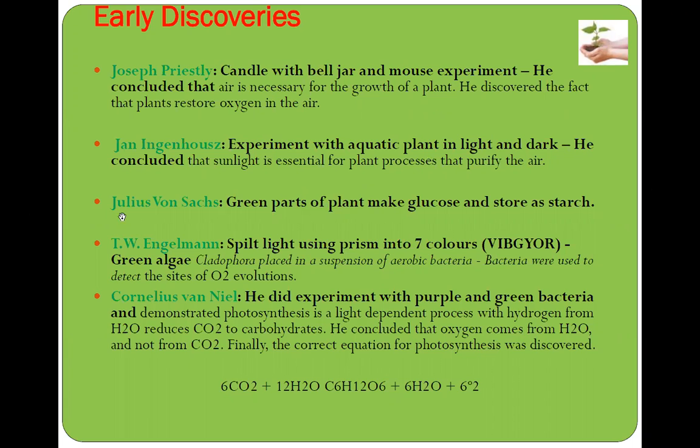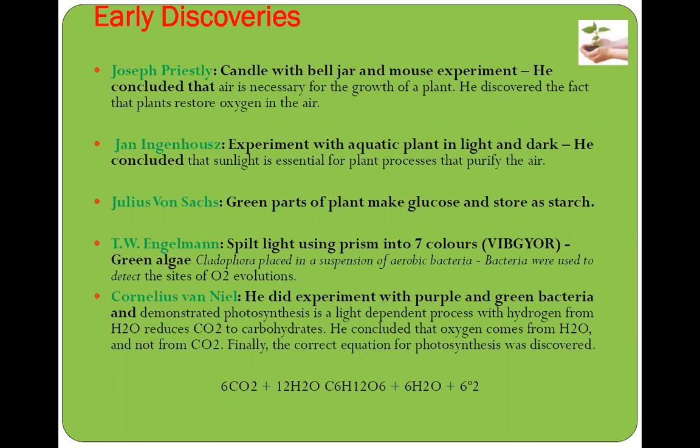The third was Julius von Sachs, right? He carried out an experiment on the green parts of the plant, which make glucose and store it as starch. So he was the one who understood the storage mechanism of plants, that is, how they store and in which form they store, right? Julius von Sachs studied the green parts of the plant, and why the leaves of the plant are green in color.